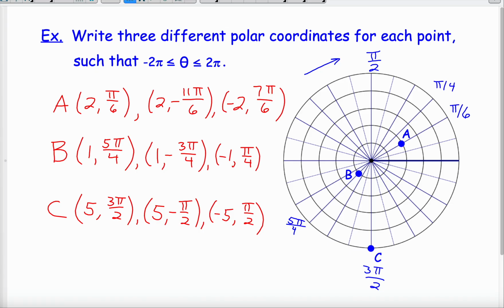So hopefully now you have a good feel for points in a plane using the polar coordinate system. And practicing is the only way that you'll get better at it.